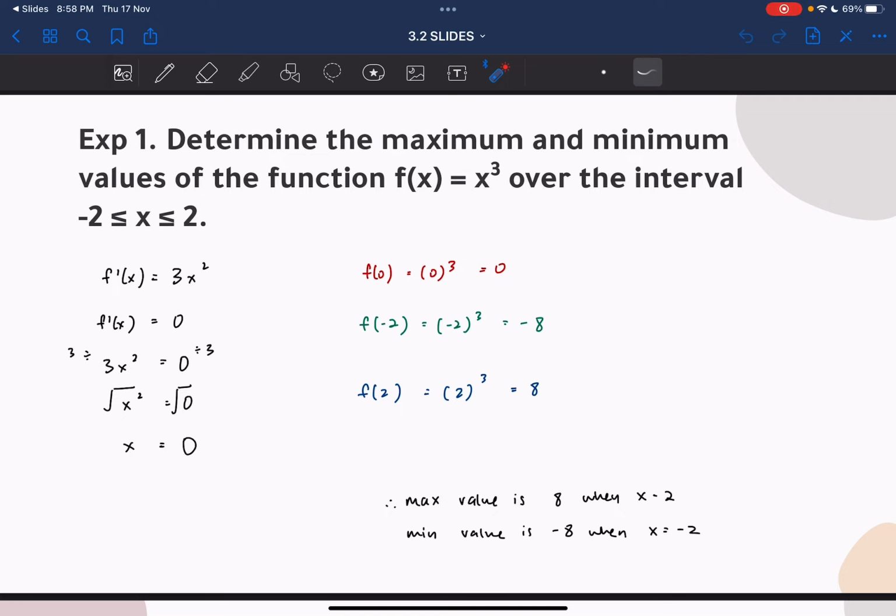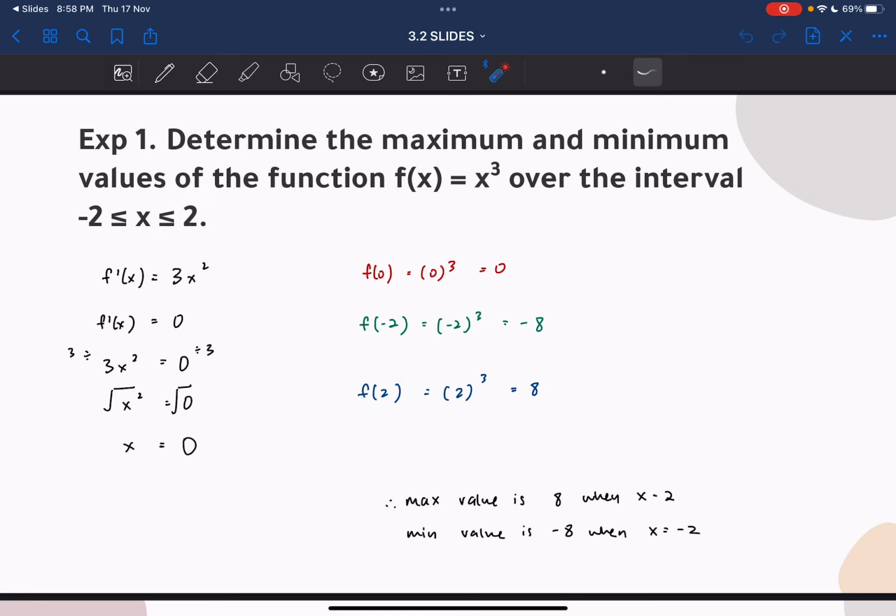First, we divide by 3 on both sides to get rid of the 3 here. Then we square root the x squared to get rid of the square here. What we're left with is x equals 0. After this, we have to evaluate the x values and the endpoints that we were given. When x equals 0, your y value is 0. When x equals -2, when you plug it in, your y value is -8. And when x equals 2, which is the endpoint here, your y value will equal 8.